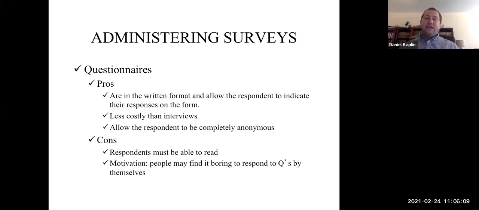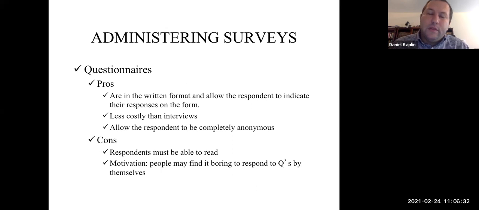So questionnaires in general, what are the pros? Well, in a written format allows them to indicate their responses on the form. It's cheaper than doing interviews. It also allows for anonymity, right? So people, if it's a written survey, they don't have to put their name on it.